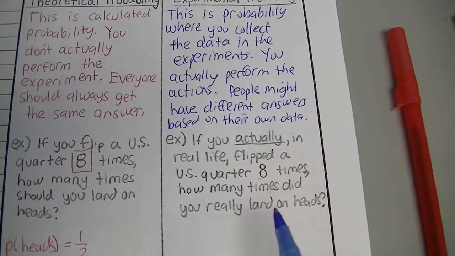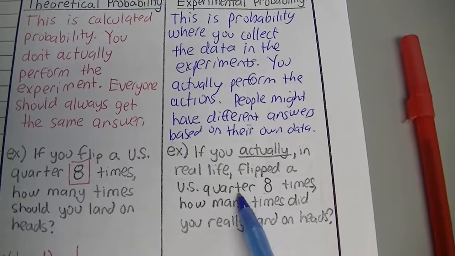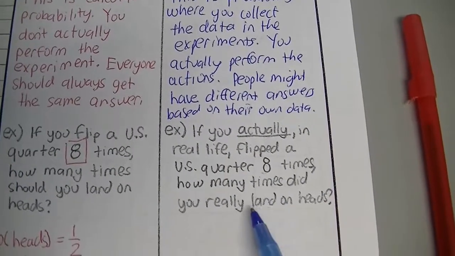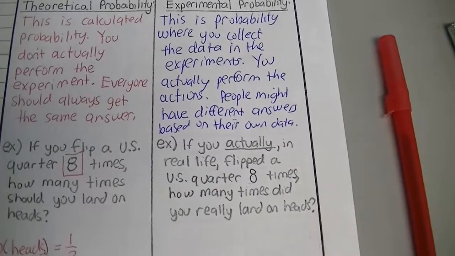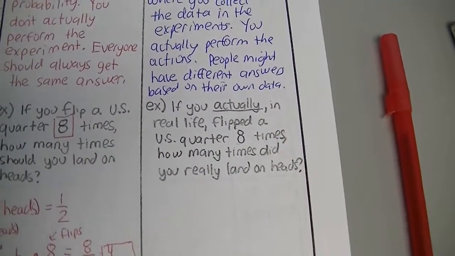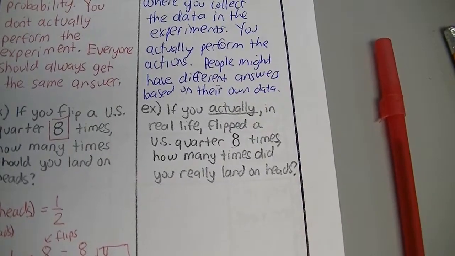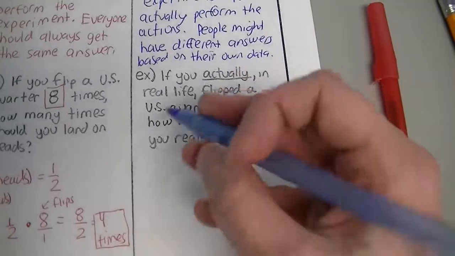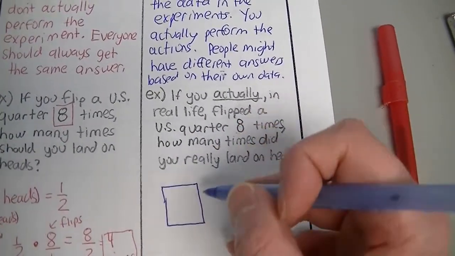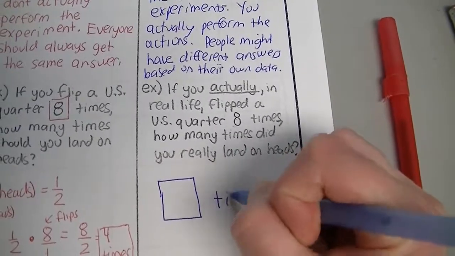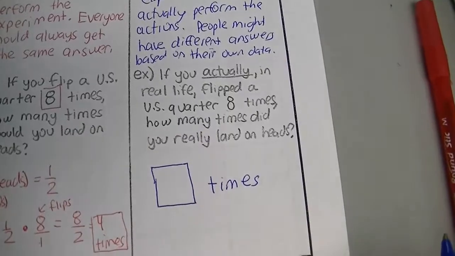So, our example, if you actually, in real life, flipped a US quarter 8 times, how many times did you really land on heads? Okay, using experimental probability, go ahead and find a quarter, and I want you to flip that 8 times and record how many times you landed on heads, okay? And you'll come to find out that you may not have the exact same answer as someone else in the class. So I put that box right there for you to record how many times you landed on heads, okay?